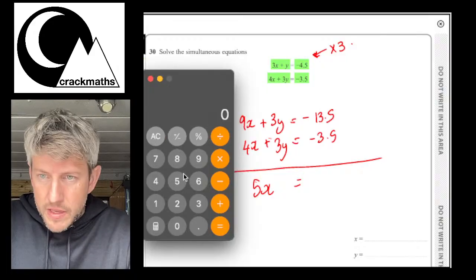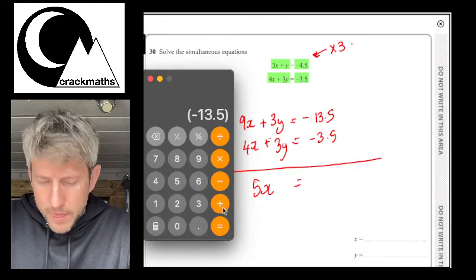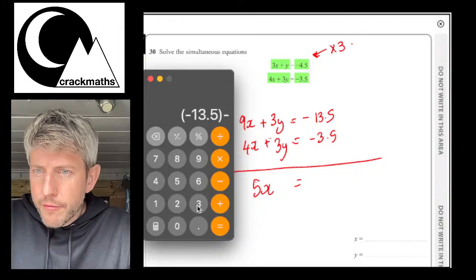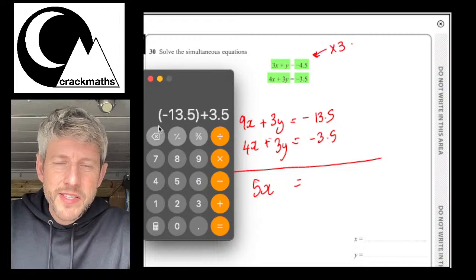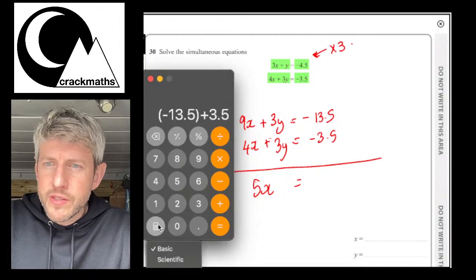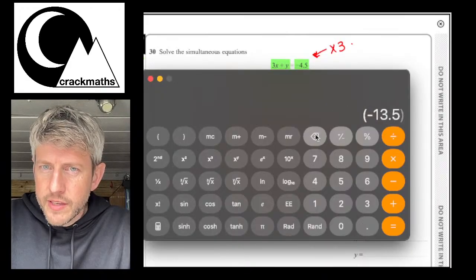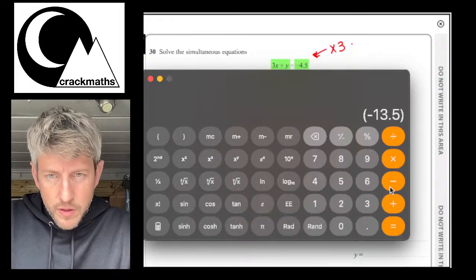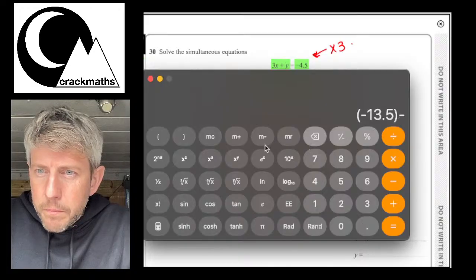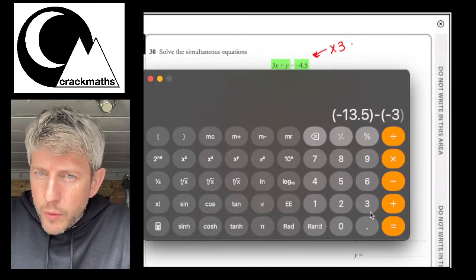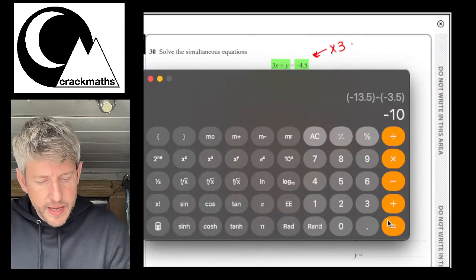So I've got 13.5 negative take away 3.5 negative. And see, they switch into the plus. Actually, let me do this on the scientific calculator because I really don't want you to mess this up. They are confusing. So minus 13.5 minus, because I'm taking these away, minus bracket minus 3.5. Okay. So that equals minus 10.